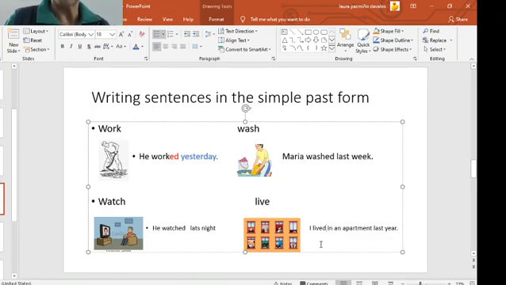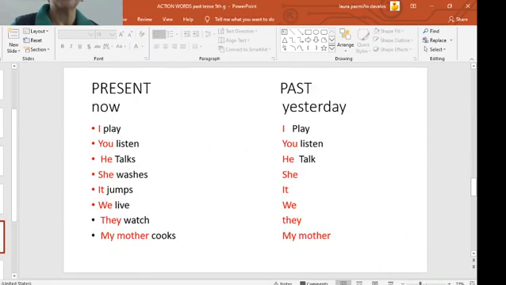¿Ok? ¿Se fijaron? La palabra termina con E. The verb ends with the letter E. What do I have to do? Si tengo que aumentarle ed, ¿te parece complicado? No. We just add D. ¿Ya? ¿Sí? Easy. Super easy. Okay. More exercises. Let's go. Present is for now. Past is for yesterday.